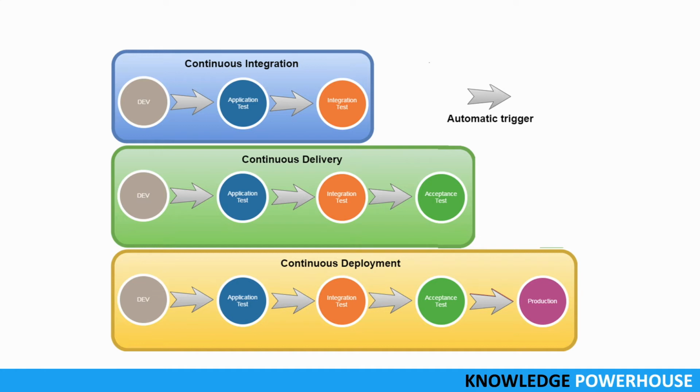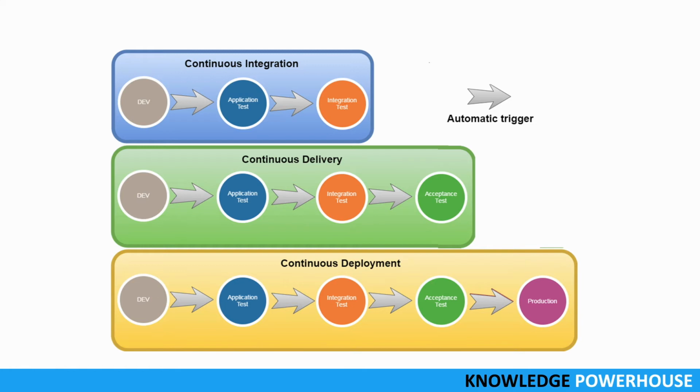The next step is continuous delivery. Here we have development or application tests, and once the integration test is done and everything has passed, then we run the acceptance test. These are mainly quality checks from the performance perspective or the end-to-end perspective. Those kinds of tests are run, and if they pass, it means your delivery is successful.